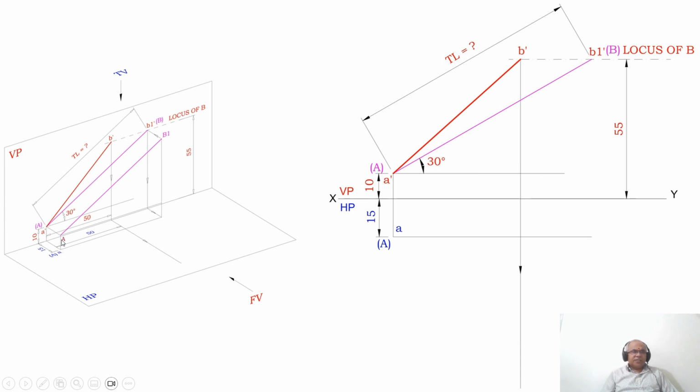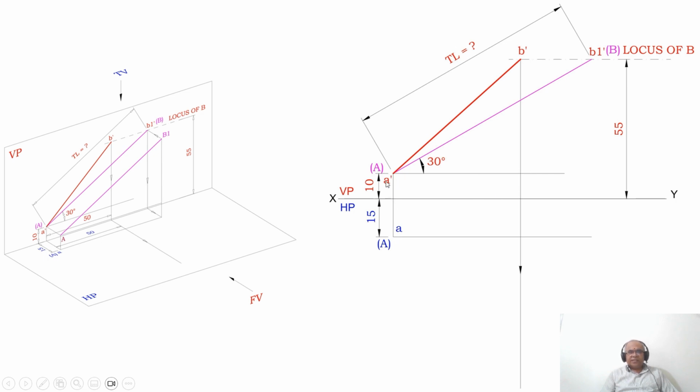We know that the distance above HP is seen in the vertical plane. So from the XY line we measure a 10 mm distance and draw a horizontal line. Similarly, 15 mm in front of VP is seen in the horizontal plane. So from the XY line you measure a distance of 15 mm below the XY line and draw a horizontal line. You take any point and draw a vertical line such that it cuts these two parallel lines.